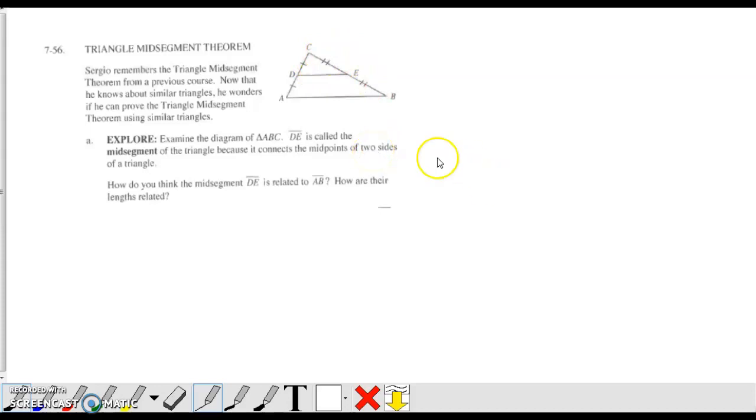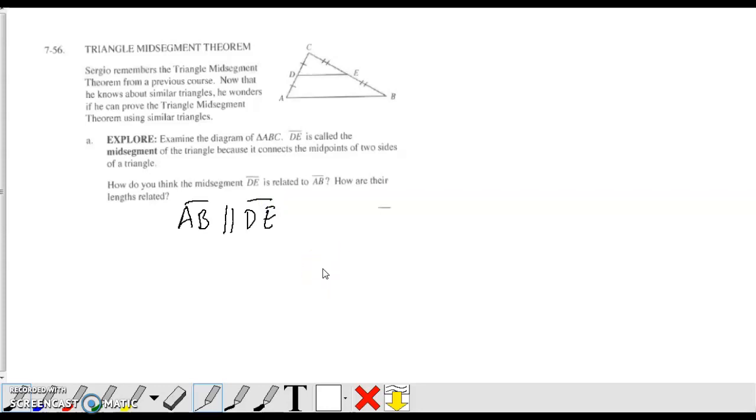We had done this theorem where we actually graphed this onto graph paper, if you remember. So we examined it. DE is called the mid-segment. It connects the 2 points. So how do you think the mid-segment, DE, is related to AB? Hopefully you remember that AB's line segment is parallel to the DE's line segment.